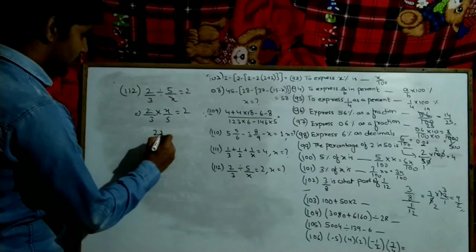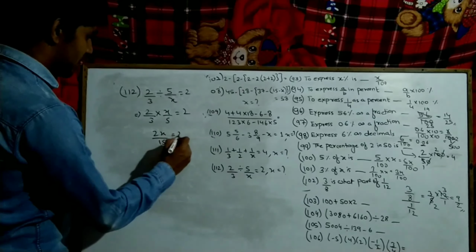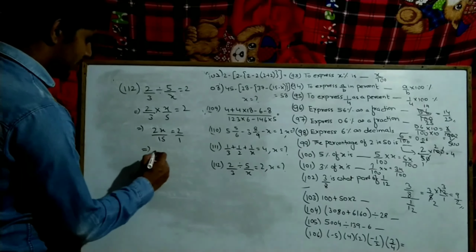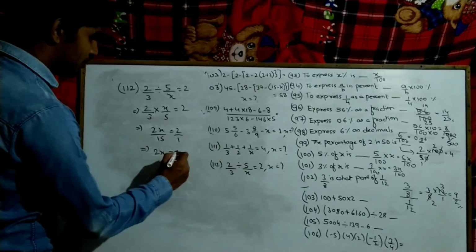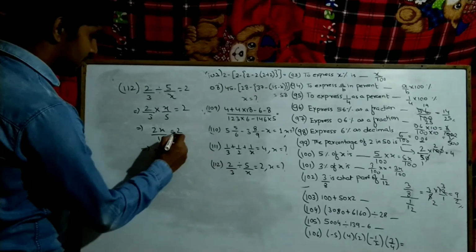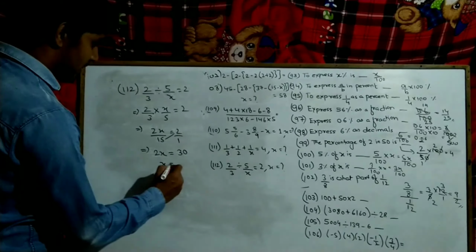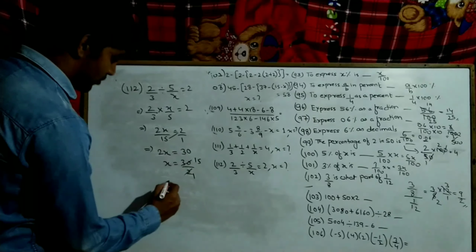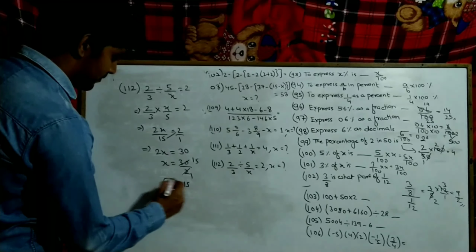Now 2 into x, 2x by 15 is equal to 2. Okay, now cross multiply. 1 into anything, you get 2x only is equal to 15 into 2, 30. Now x is equal to 30 by 2. This one time, 15 times. So x is equal to 15.